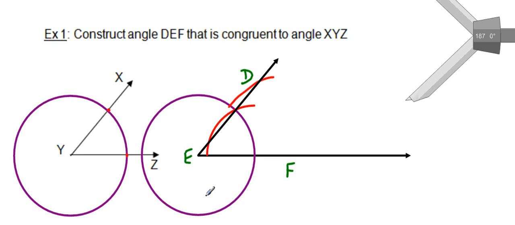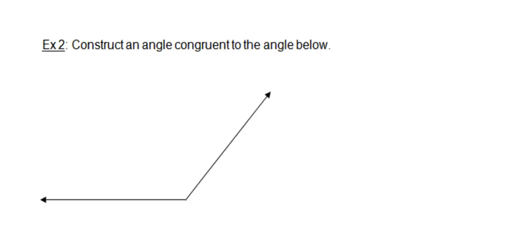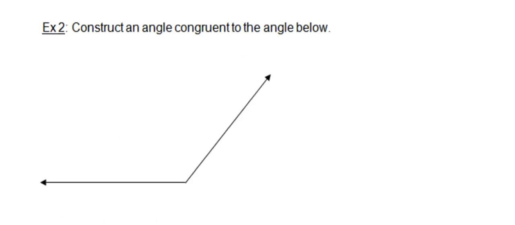All right, so there's your angle DEF that's congruent to angle XYZ. Let's go ahead and practice one more of these because these are kind of tricky, I think. Again, I'm going to start out by constructing a ray that I'm going to use to make the bottom side of my angle. I'm going to orient it the same way that this ray has been oriented in the given angle.